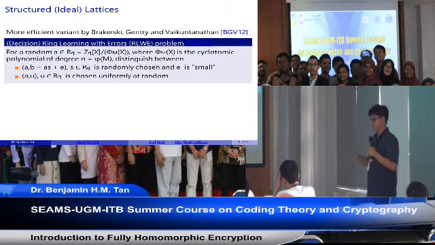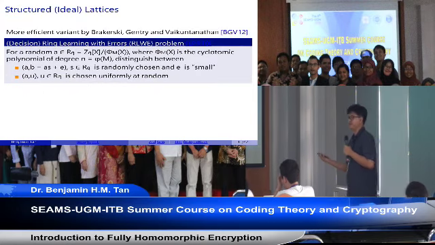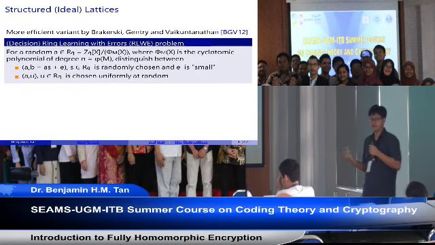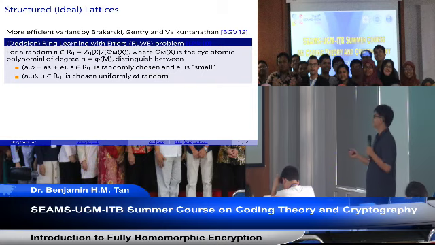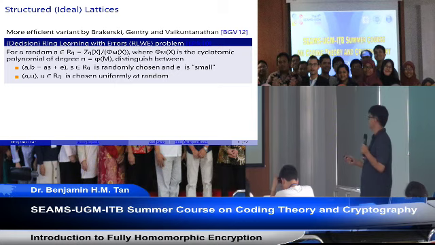Okay, so the previous one was like a proof of concept, but lattices on their own is actually quite inefficient. And so we switched to something called ideal lattices or structured lattices for more efficiency. So now this will appear in 2012 under Brakerski, Gentry, and Vaikuntanathan. And the problem is under the ring learning with errors.